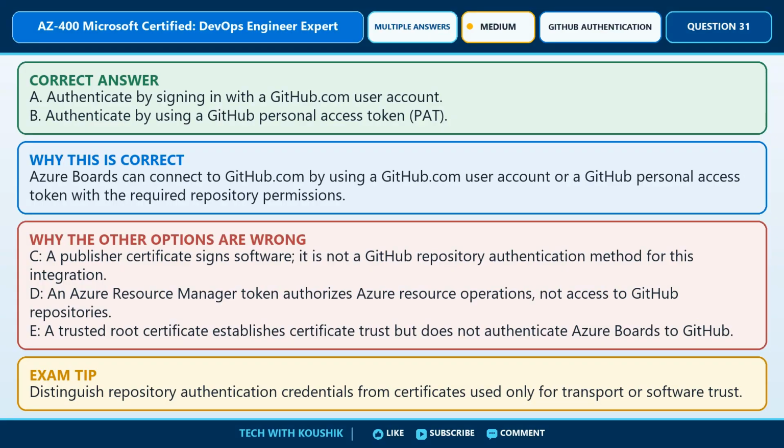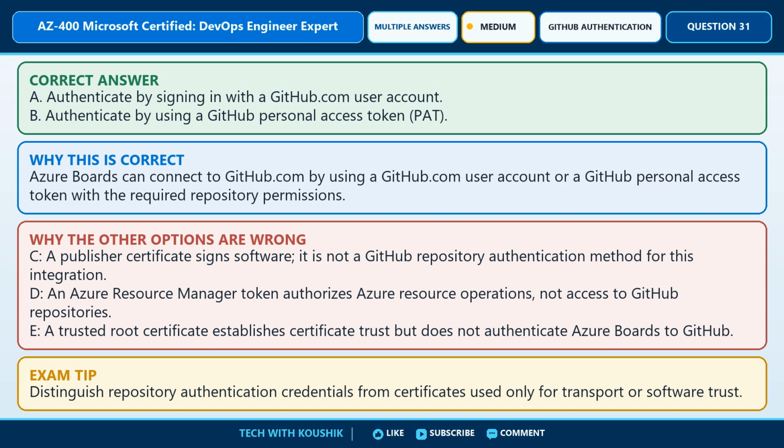The correct answers are Option A. Authenticate by signing in with a GitHub.com user account, and Option B. Authenticate by using a GitHub Personal Access Token, PAT. Here's why. Azure Boards can connect to GitHub.com by using a GitHub.com user account or a GitHub Personal Access Token with the required repository permissions.